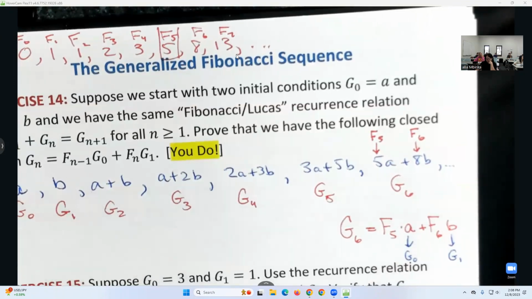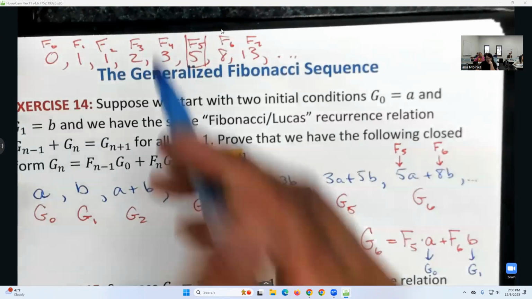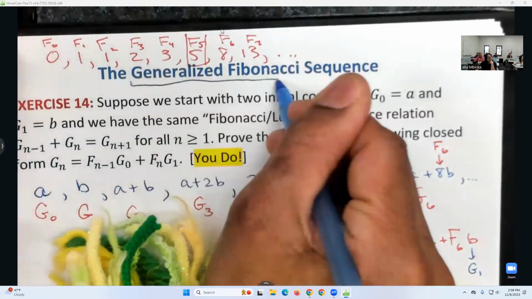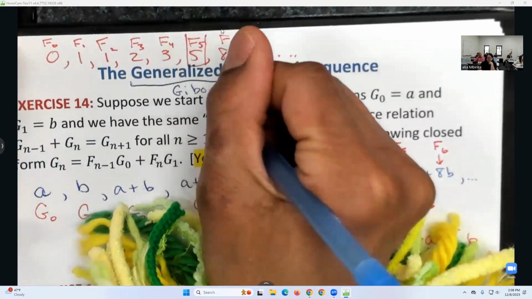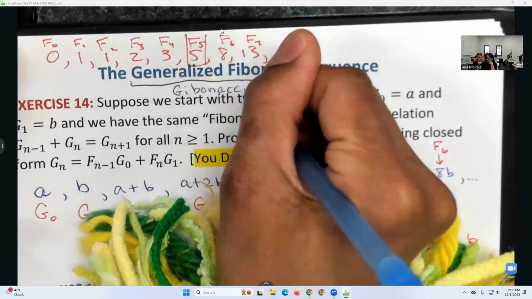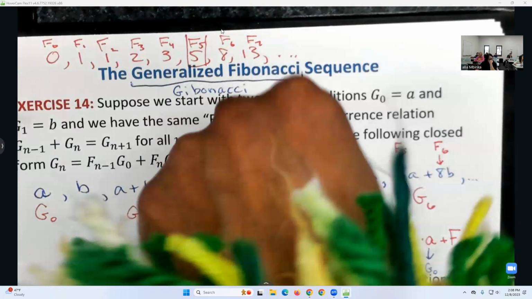Did I say Fibonacci yet? Oh, I didn't say that yet. Okay, generalized Fibonacci. Some people call this Fibonacci, and they think they're funny and clever. I agree with them, actually. It's a pretty cute term. Generalized Fibonacci.